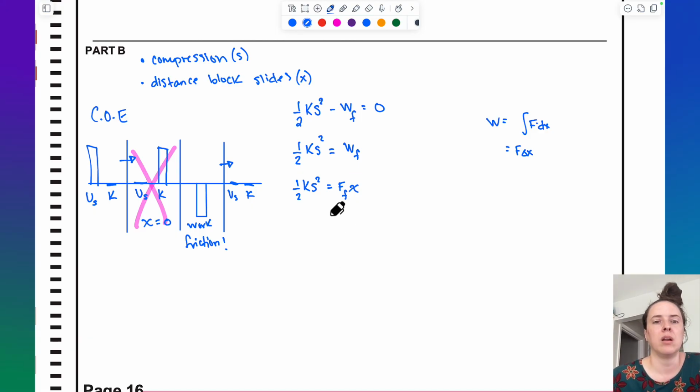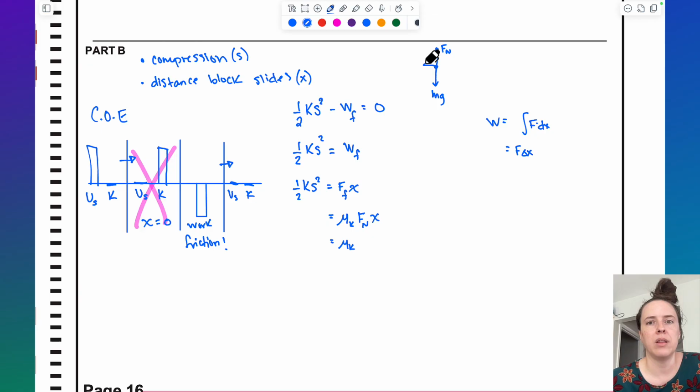Now, force of friction goes like mu kinetic times the normal force, since we're sliding. And our normal force in this case, if we draw our little free body diagram, we've got the weight of our block, we have the normal force of our block, and then friction is going to be slowing us down. So our normal force is equal to our weight. So it's going to be mg. We get 1/2 ks squared on this side.